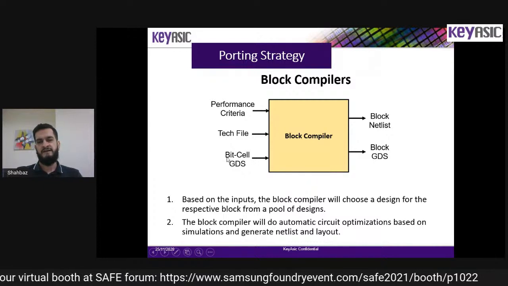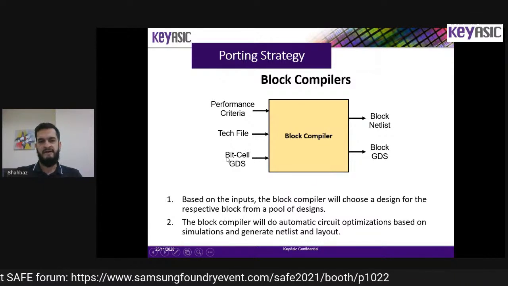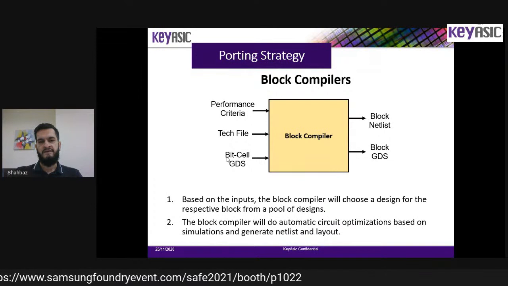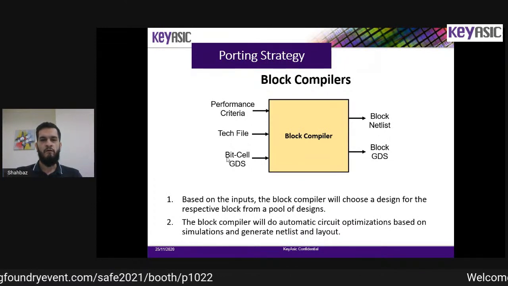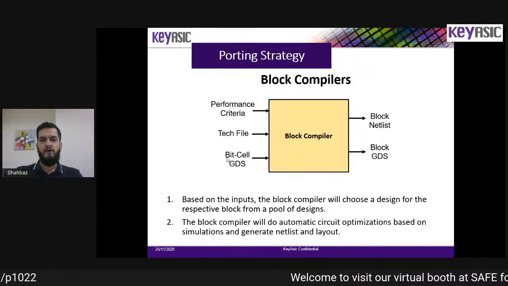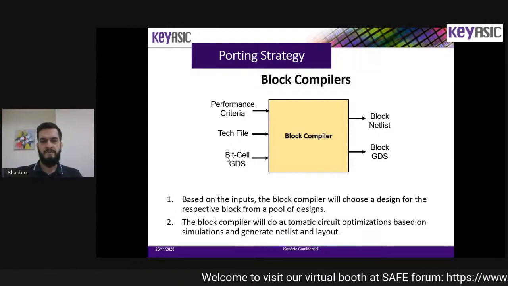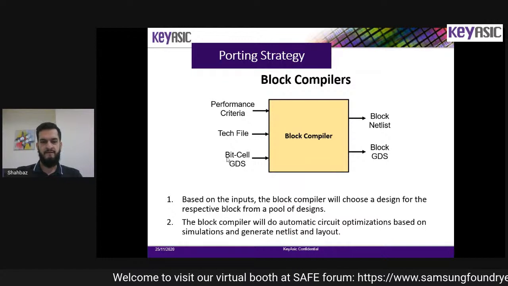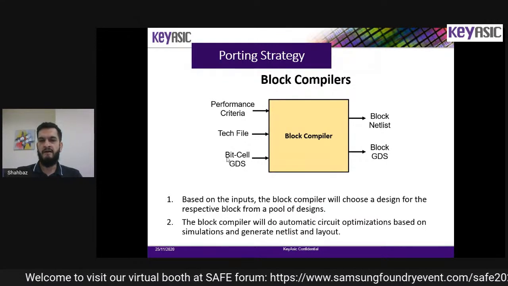The bit cell comes with the technology and it has a fixed size constraint, and so this has to be used to decide the overall size constraints on the various building blocks of the memory, right? So the bit cell GDS is a very important input for the block compiler, right?